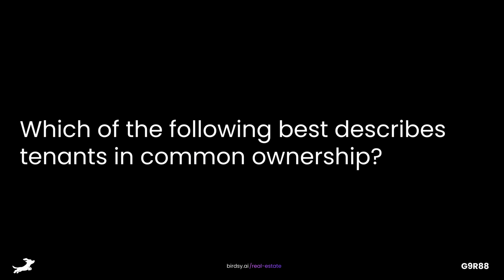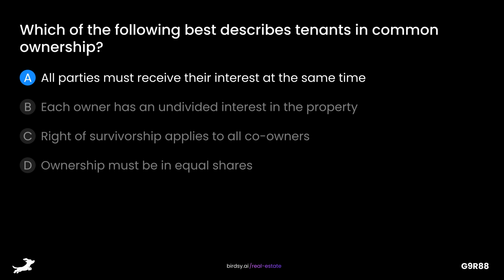Which of the following best describes tenants in common ownership? Is it A, all parties must receive their interest at the same time? B, each owner has an undivided interest in the property? C, right of survivorship applies to all co-owners? Or D, ownership must be in equal shares?